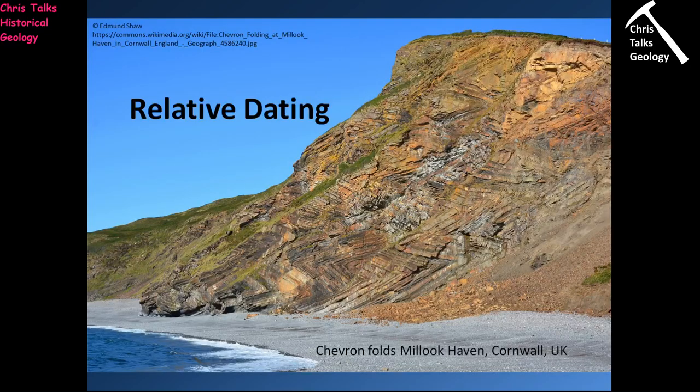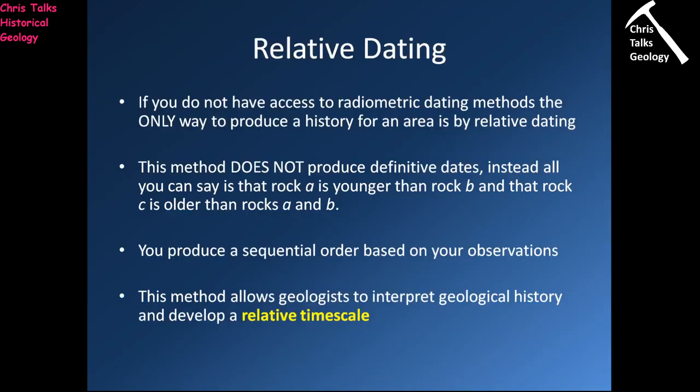Okay, so now let's start thinking about relative dating. So remember, this is about putting a sequence of rocks into a chronological order, but there aren't any numerical ages associated with those rocks. So what are the techniques that we are going to use to actually come up with that relative date? If you don't have access to radiometric dating methods to give you that number, you have to relatively date your sequence of rocks.